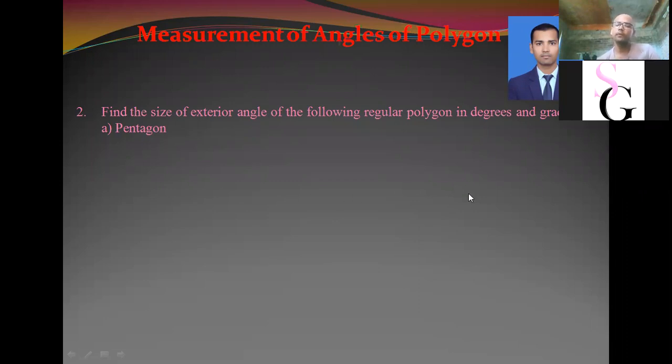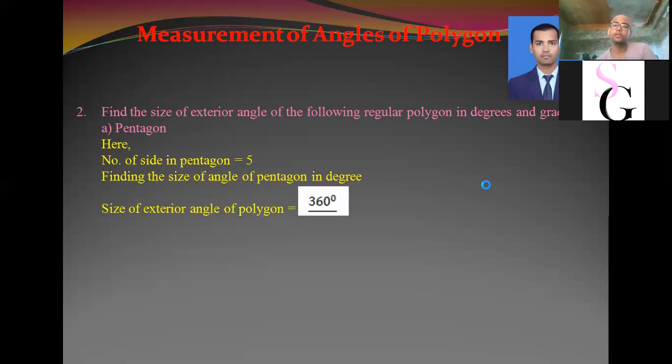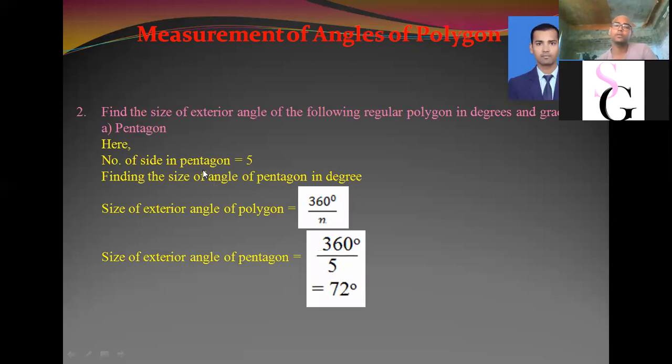In the same way, we have a formula that we have already learned to find the size of the exterior angle, that is 360 degree by n. So we apply the same formula here to find the size of the exterior angle. The solution is given to you on the screen here. The number of sides in the pentagon is given to us as 5.